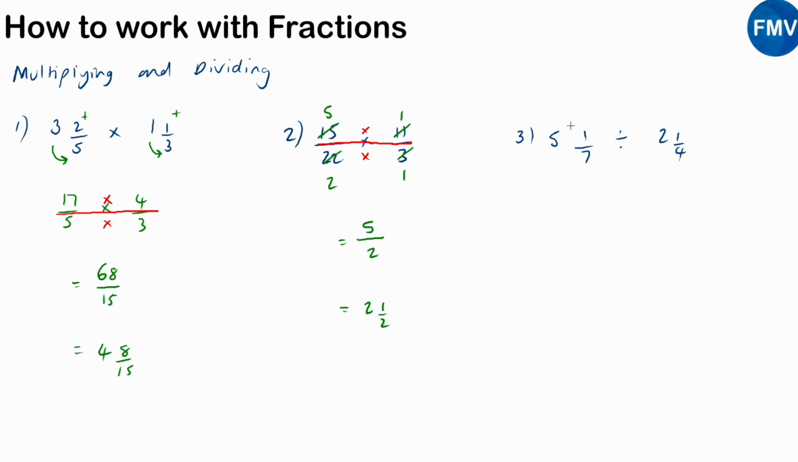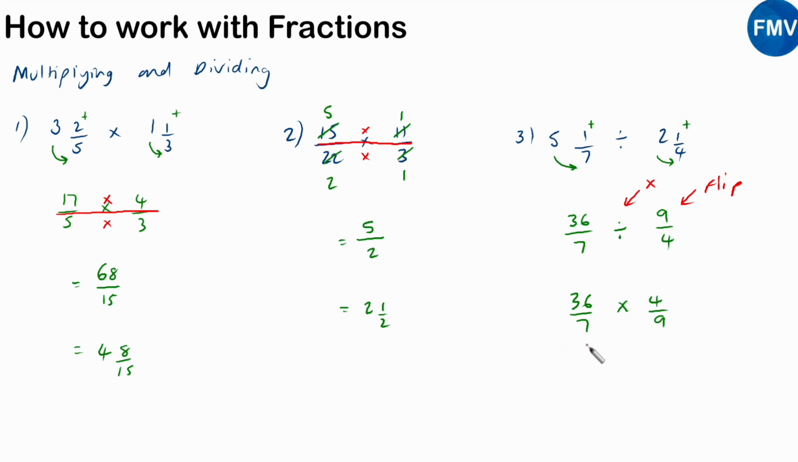So step 1 for question 3 is to turn that into an improper fraction. 5 times 7 is 35, add the 1 is 36, divided by 2 times 4 is 8, add the 1 is 9. When dealing with division, what we do is we change the sign to multiply and we flip the last fraction. So what we have here is 36 over 7 multiplied by 4 over 9.